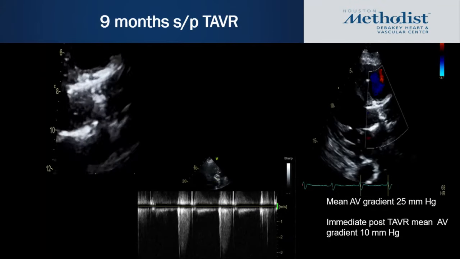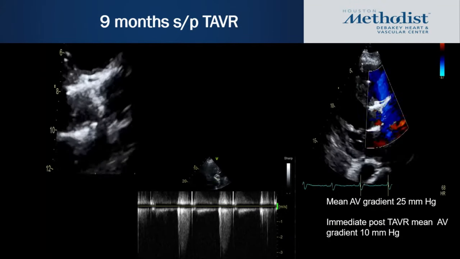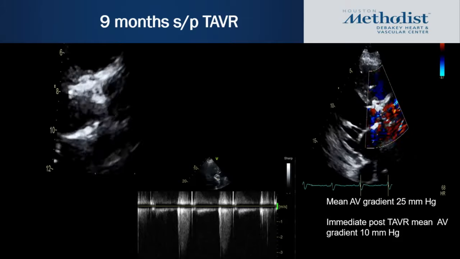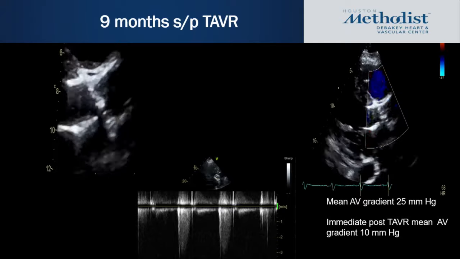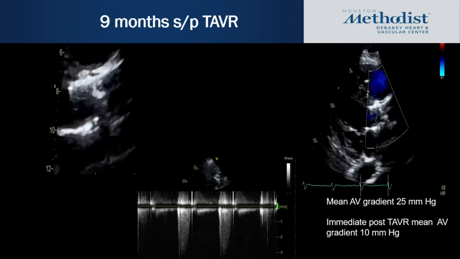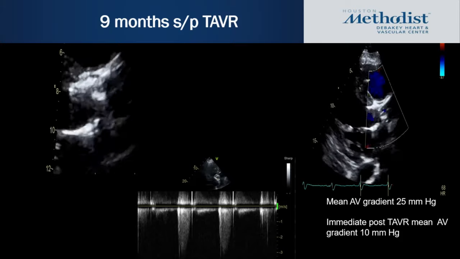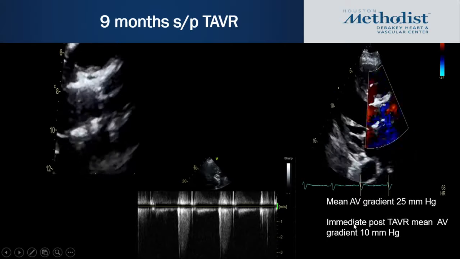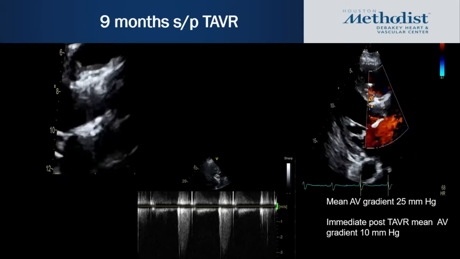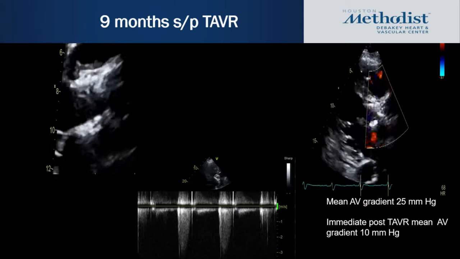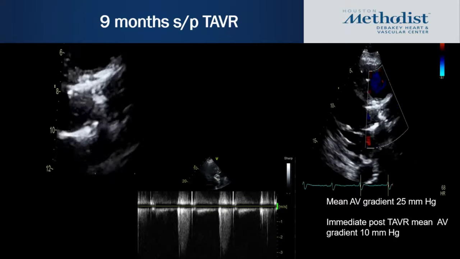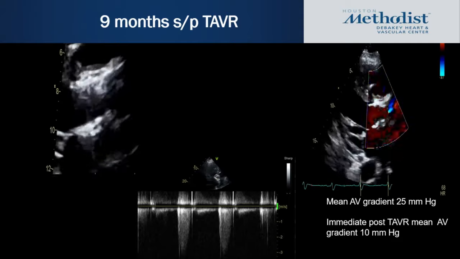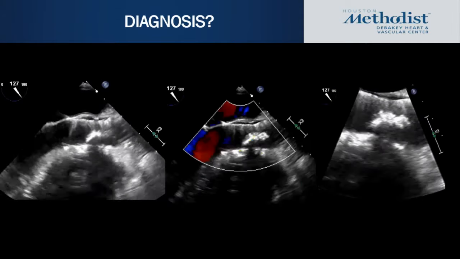Let's look at this case. This was a 74-year-old gentleman who underwent TAVR about 9 months prior to presenting. He came in with new symptoms of shortness of breath and lower extremity edema. An echo showed that the valve was thickened. You can see here there's some thickening with an elevated mean gradient of 25. When we looked at his immediate post-TAVR echo, his gradient was only 10. Given the thickening in the valve, we decided to do a TEE. Notice that there's no regurgitation that you can see on the transthoracic echocardiogram.